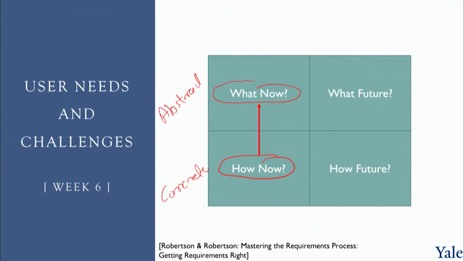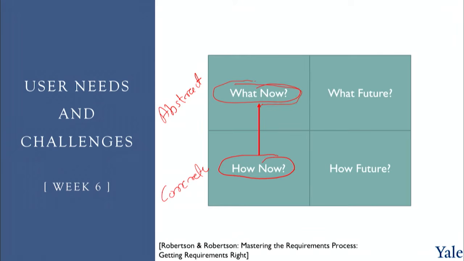If we take a simple example that I will return to multiple times in this class, how now may be that they're using a lawnmower to cut their grass, but really what now, they just want their grass to be short. So if they had another way to keep their grass short, maybe they'd be just as happy. So we're moving from how now, the details of what's going on, what you can observe, to what now, getting an understanding of what's going on.